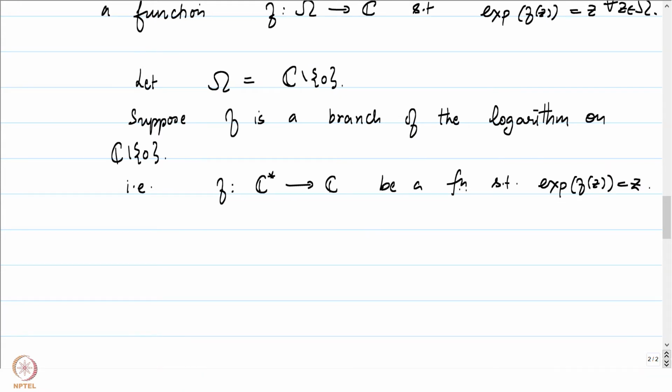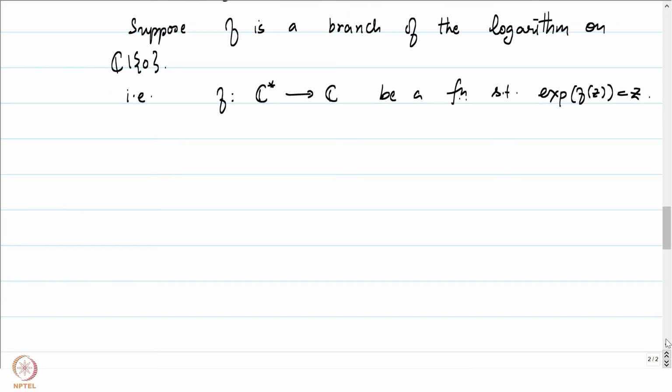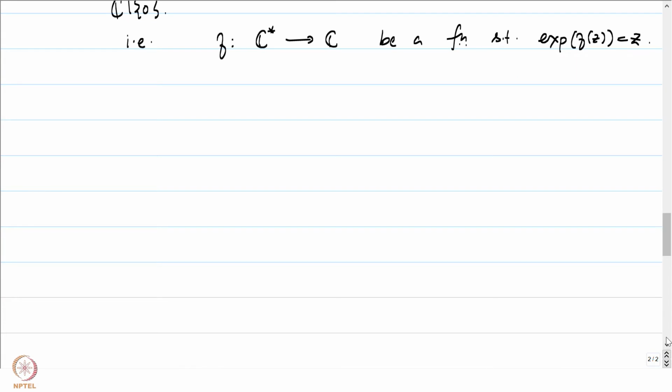In particular, f of z is going to be some element of the type log mod z plus i theta, where theta is in the set of all arguments of z. One such point is going to be picked, and the question now that we can ask is, what more regularity can we put on the function f? Being a course on complex analysis, our demand would be, can we arrange for this branch to be a holomorphic function? So the question that we will ask is the following. Suppose, can f be a holomorphic function?